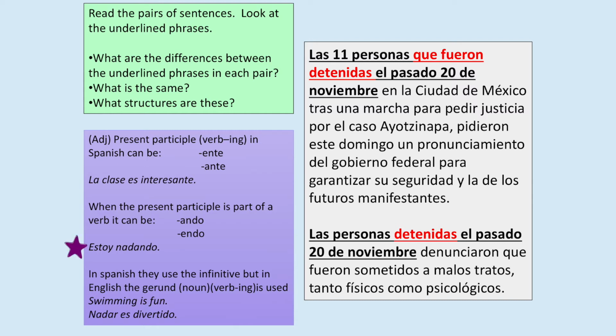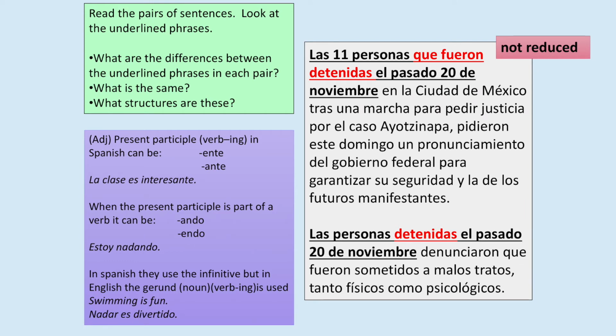Estoy nadando. In Spanish, they use the infinitive, but in English, the gerund is used. Swimming is fun or nadar es divertido. So let's look at the first sentence. Las 11 personas que fueron detenidas el pasado 20 de noviembre. This is not reduced.